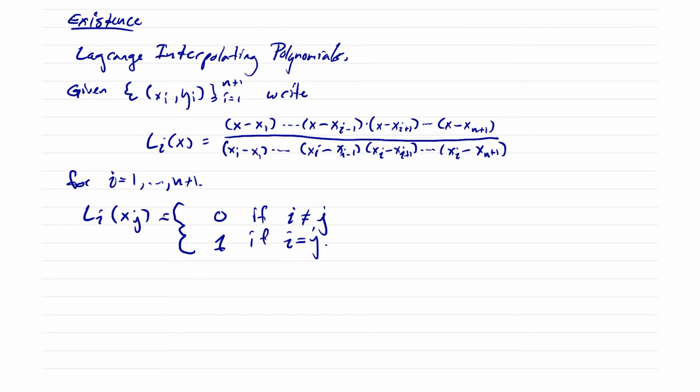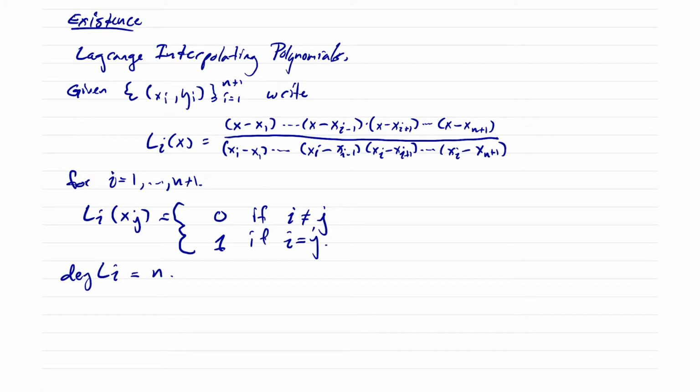All right? And we can see that the degree of Li is equal to n. We can see it's n because we have 1 to n plus 1 points, but then we're subtracting 1 of them out of the middle. So there's n terms altogether, and so the degree of Li is n. So now if we want to interpolate, we can just use a little bit of linear algebra reasoning.